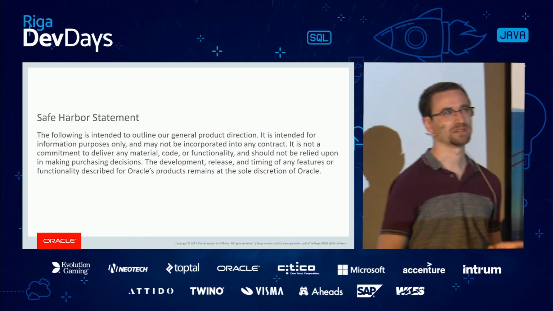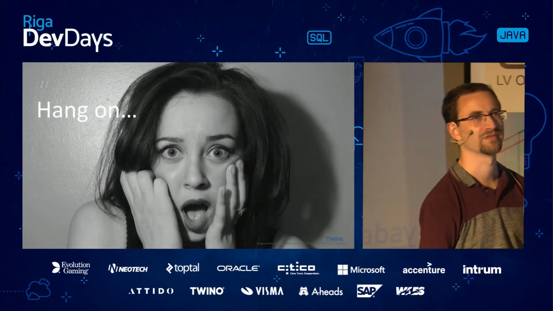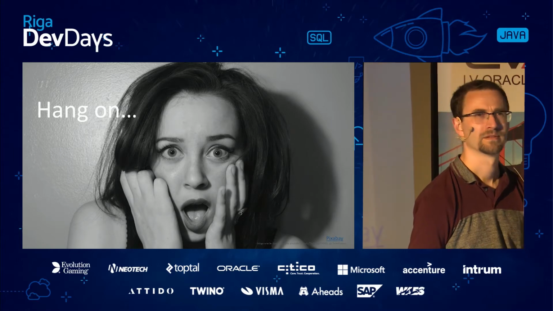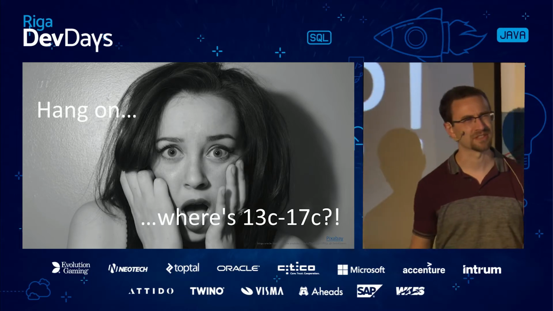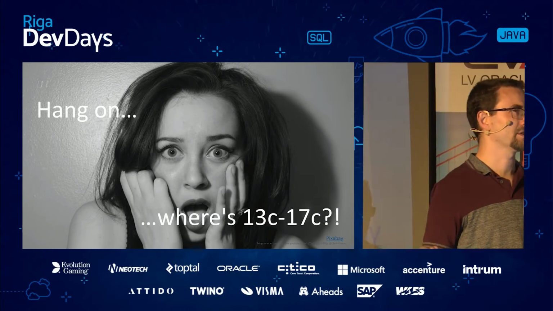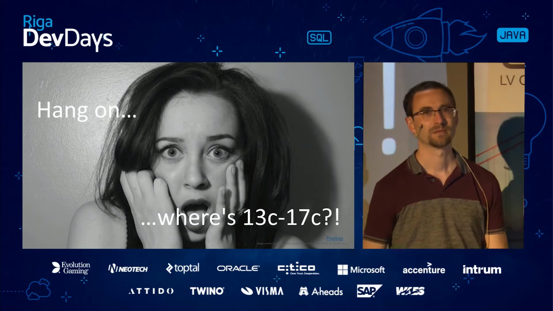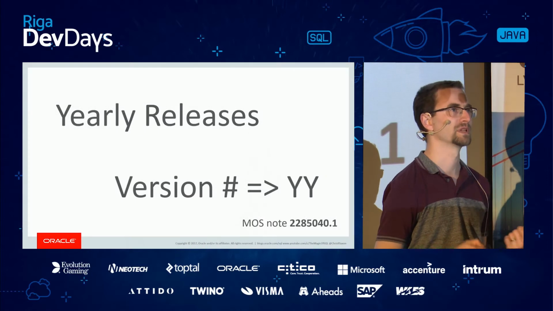Now, at this point, some of you might be thinking to yourself, hang on a second, wasn't the last version of Oracle 12c? What happened to versions 13 through to 17? Have I fallen asleep for 10 years? Has Oracle gone into some kind of time warp? Well, what's going on? What's the system here? Well, the good news is you haven't missed anything. This is all part of a new release process.